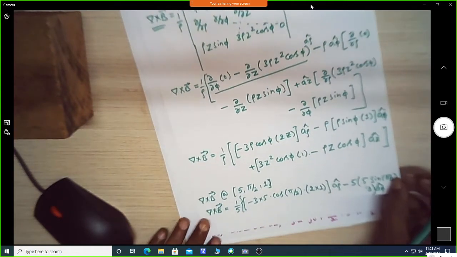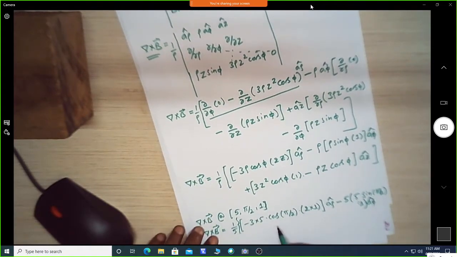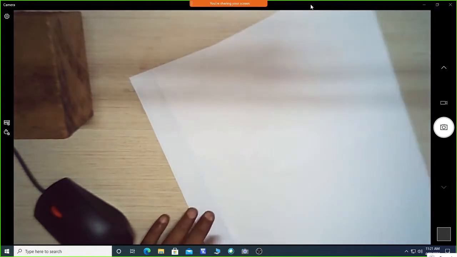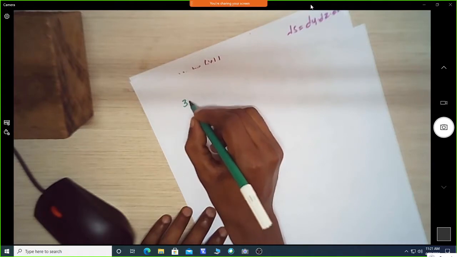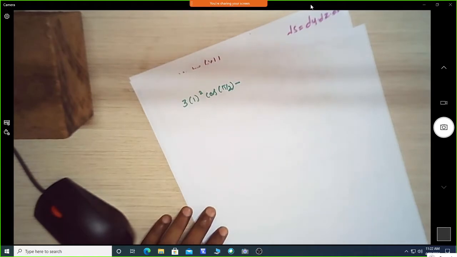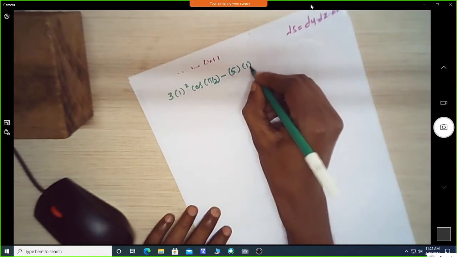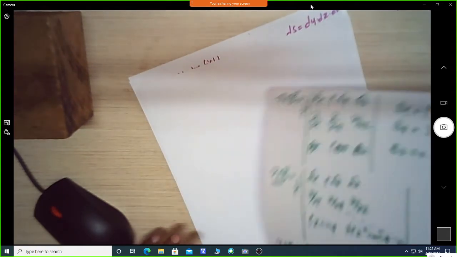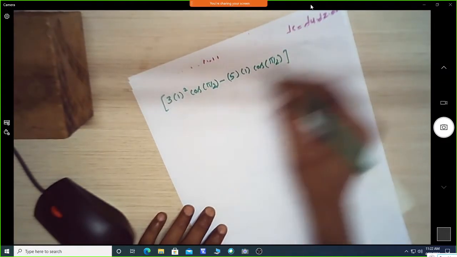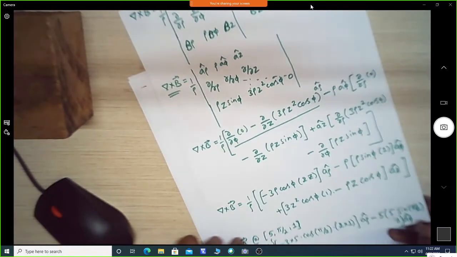Okay, so one more term. We can write it at the back side, or we can write it here only. So that is 3z square cos phi. So 3 into z square, which is 1 square, cos of 5 by 2, minus rho z cos phi. Rho is 5, z is 1, cos phi is cos of 5. This is in az direction. So this whole bracket applies from here to the back side.